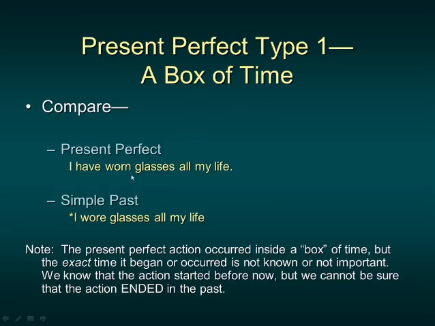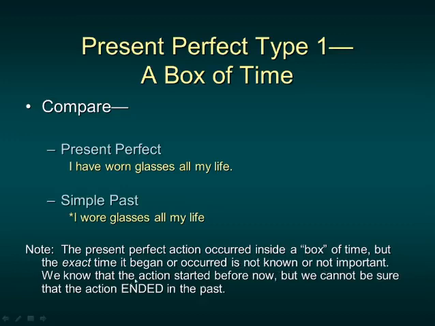I have worn glasses all my life. I have worn glasses, meaning specs, all my life. So the duration of time, you see, is a box of time. All my life. I wore glasses all my life is simple past. Here, what is the difference? The present perfect action occurred inside a box of time, but the exact time it began or occurred is not known or not important.